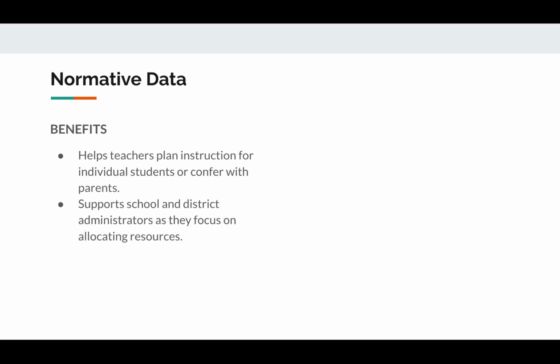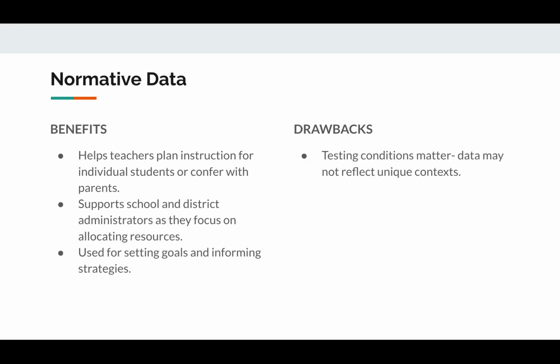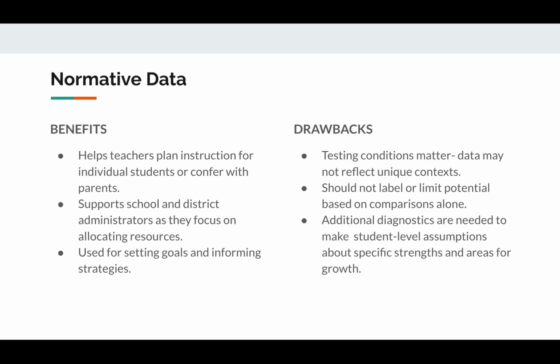Normative data provides performance context and helps identify trends. It can be used to set goals and inform instructional strategies. On the other hand, it can create pressure to conform and may not reflect unique context, such as the testing conditions on the day of assessment. It is, after all, just a snapshot of what the student can do in a given moment of time. It should not label or limit potential based on comparisons alone, and it's not useful to make student level assumptions on specific skills without further diagnostics.